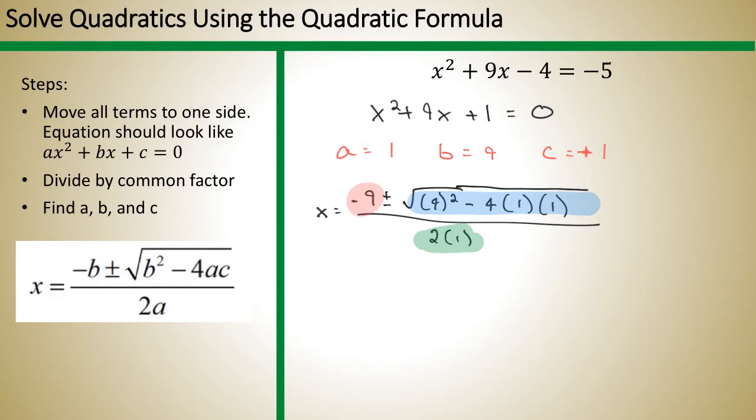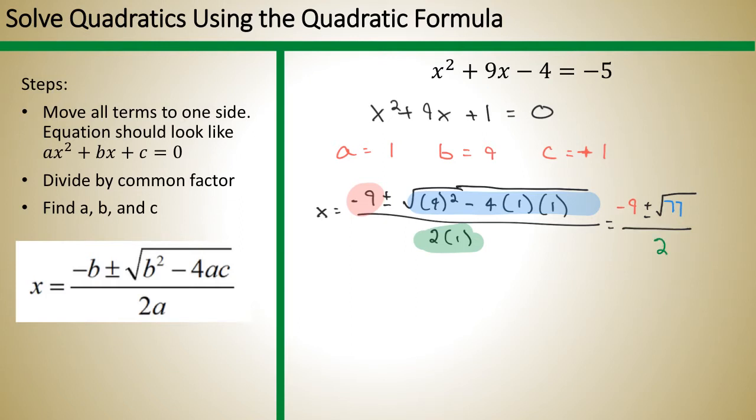So our first part, that's just going to stay as -9. Then plus or minus the square root of, and then in our calculator, we're going to type in all that stuff on the inside of the radical. So we have 9 squared minus 4 times 1 times 1, and that's just going to be 77. And that is over 2. 2 times 1 is 2 there.